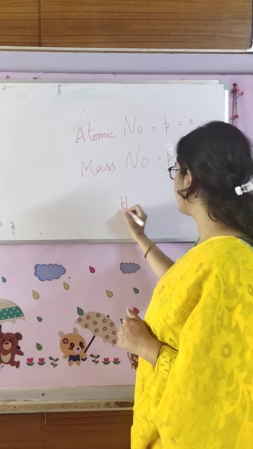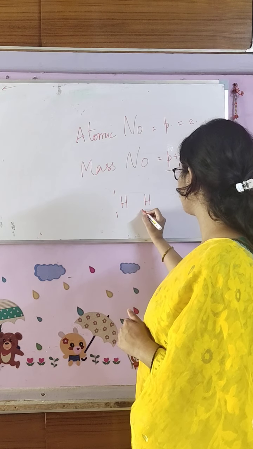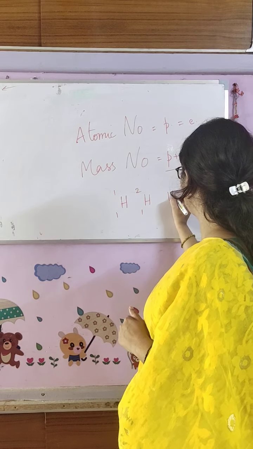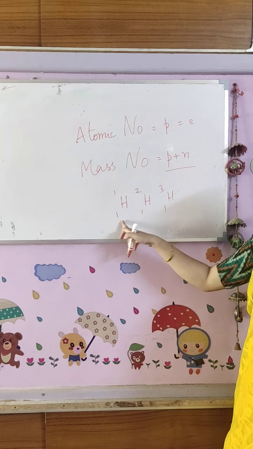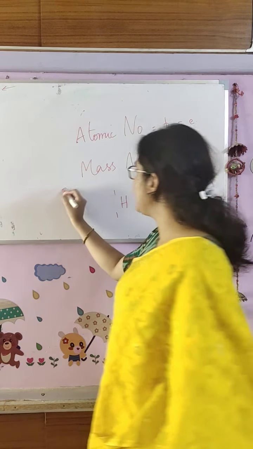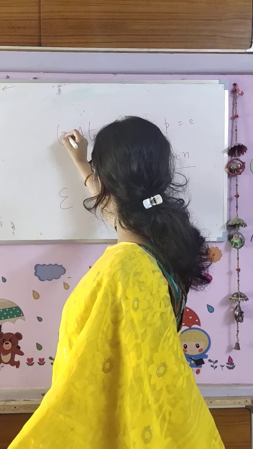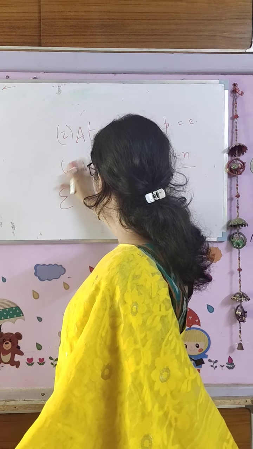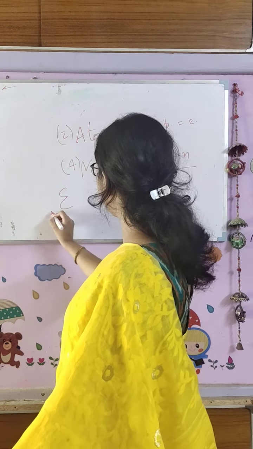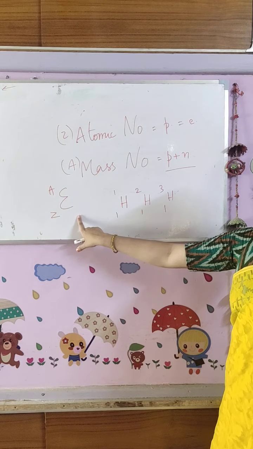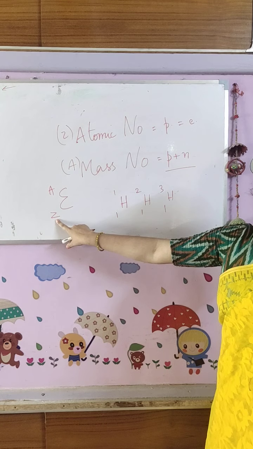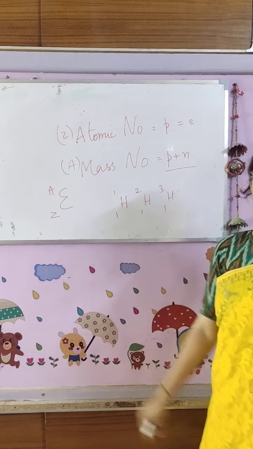Suppose for hydrogen, there are three kinds of hydrogen. When we write the numbers beside the element, this is the representation: if the atomic number is Z and the mass number is A, we write Z at the bottom and A at the top. With any element, the atomic number goes at the bottom and the mass number at the top.